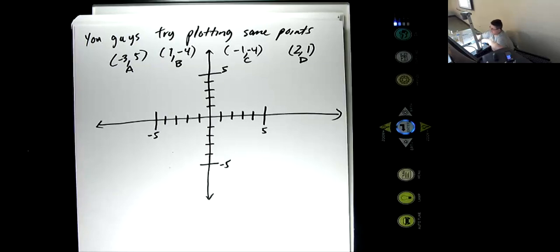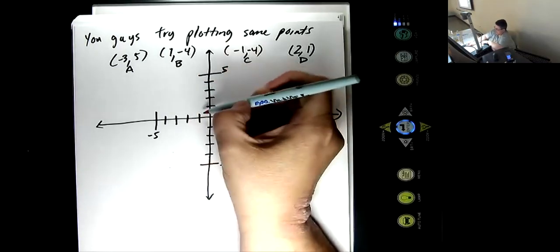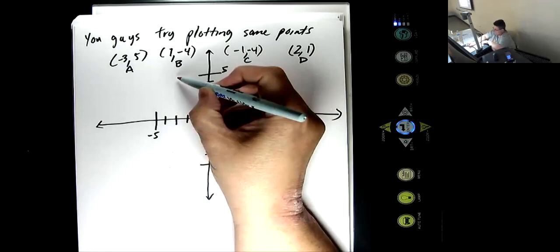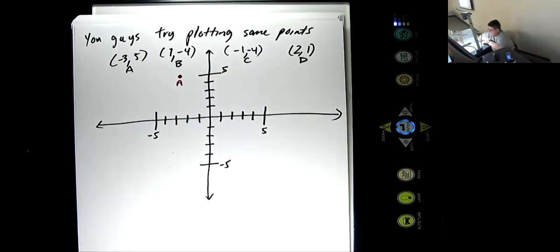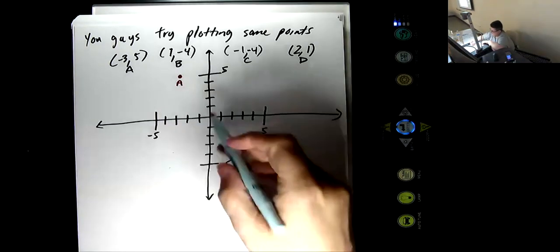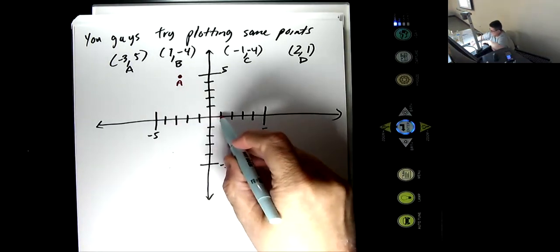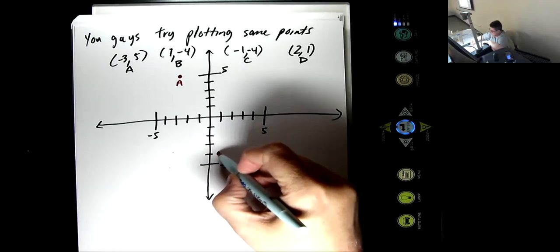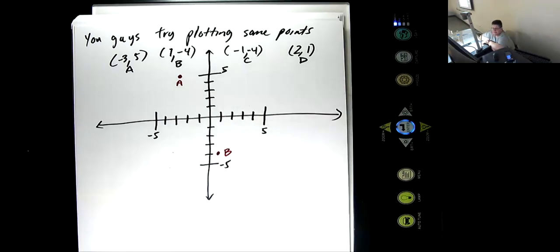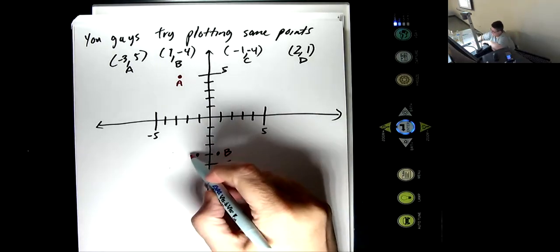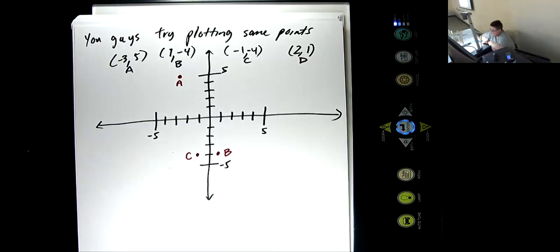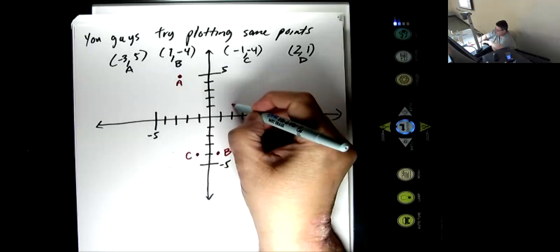All right, so -3, 5 is left 3 and up 5. A is right there. 1, -4 is right 1, down 4. That should give you B. C is left 1 and down 4, so that should be right there. And D is 2, 1, which means right 2 and up 1, which is right there.